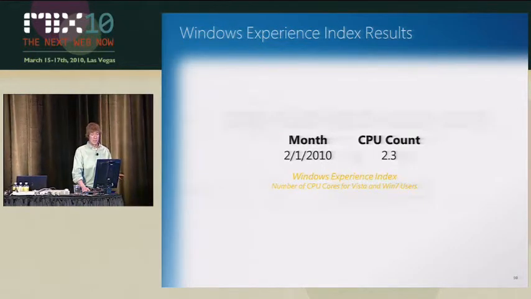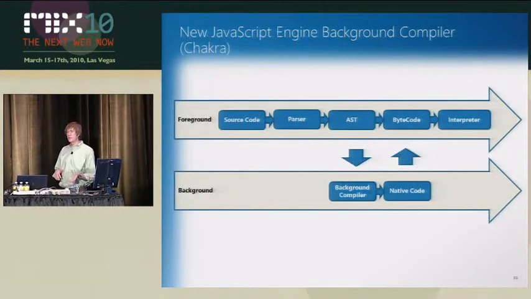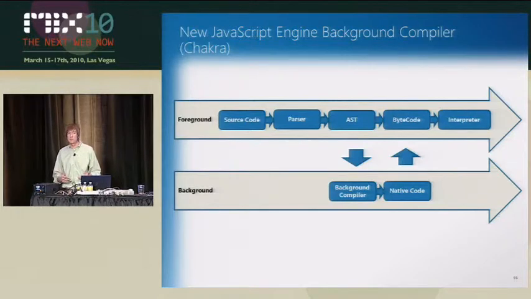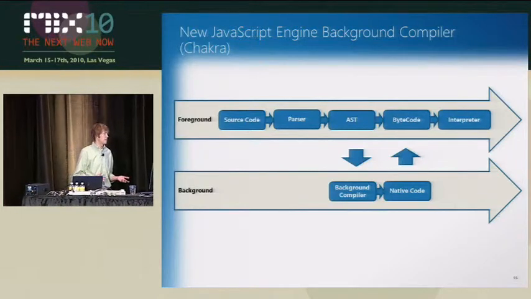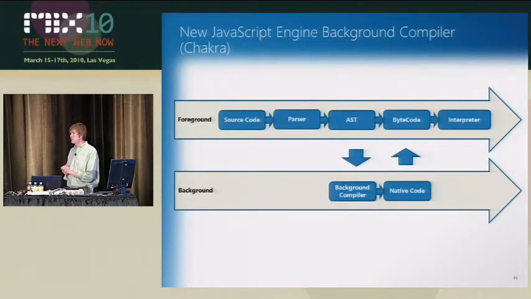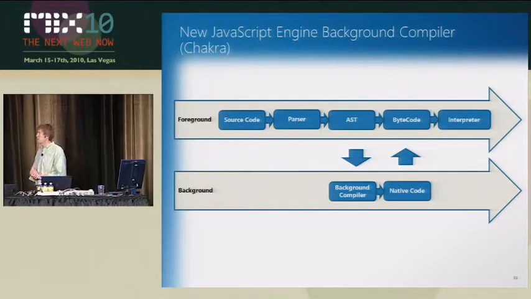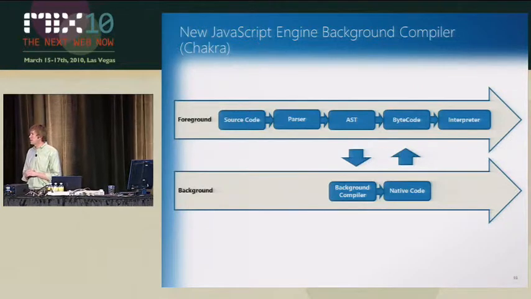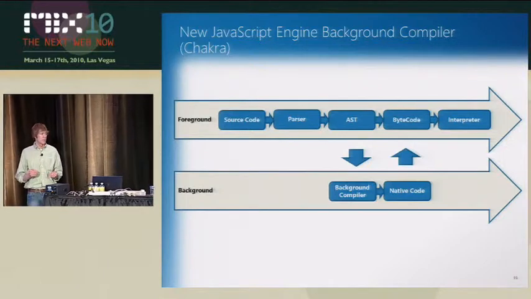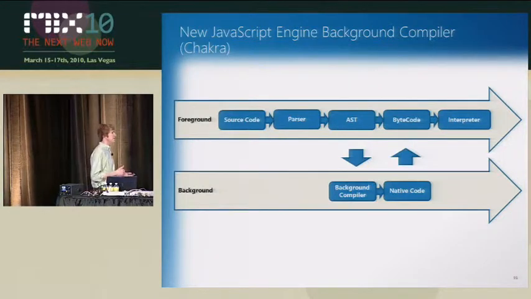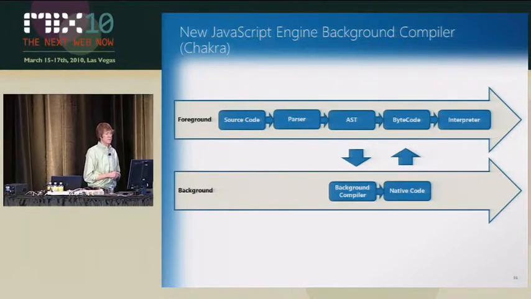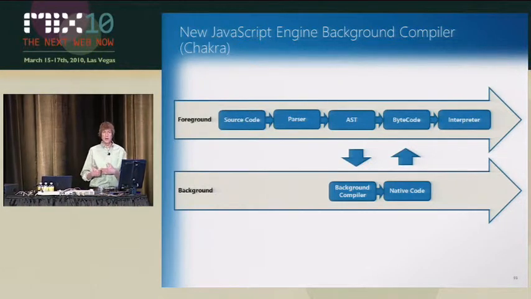With that in mind, we decided to take advantage of that additional processing power and compile all of the JavaScript that comes down off the page in the background. We've introduced, you may have heard it referred to as Chakra, which was the code name for our new JavaScript engine, the full background compilation. We'll compile that JavaScript on the background core into native code. And as soon as the native machine code is available, the foreground process will take advantage of that, and it will start executing native code rather than interpreting.